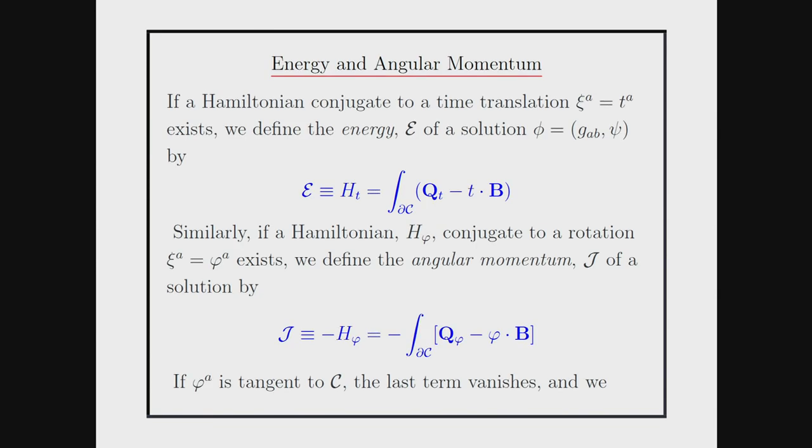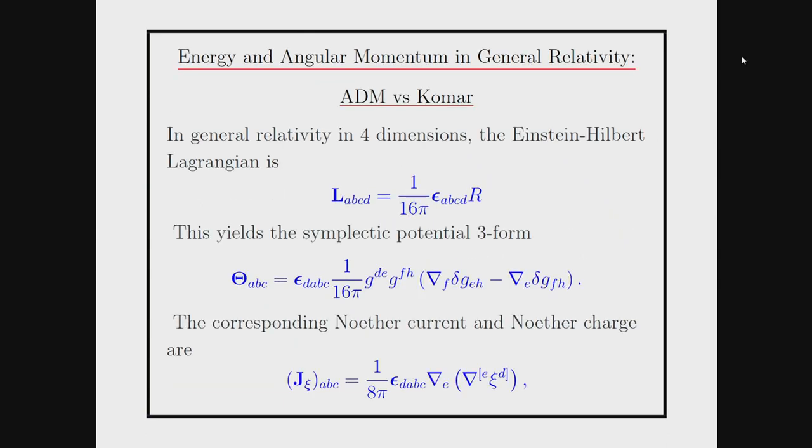But that's not true for the Hamiltonian. So let's look at this in general relativity, which I think will definitely help make this more concrete, and also sheds a lot of light on the ADM formula for mass and angular momentum versus the so-called Komar formula. The Lagrangian in general relativity is just the scalar curvature, but I'm taking the Lagrangian to be a four-form in four dimensions, so it's the spacetime volume element times the scalar curvature, the differential forms version of the Lagrangian.